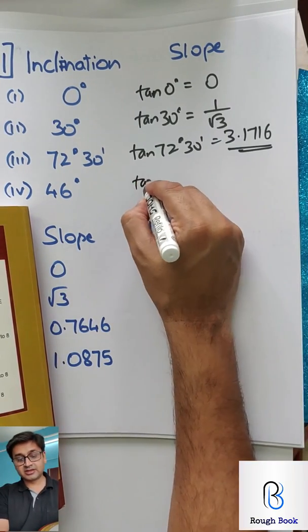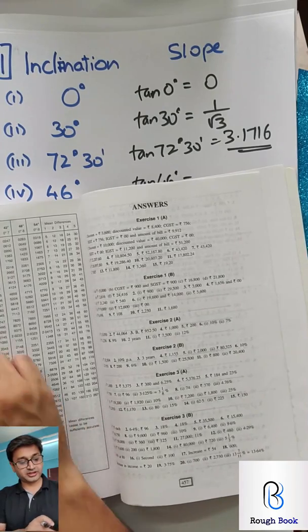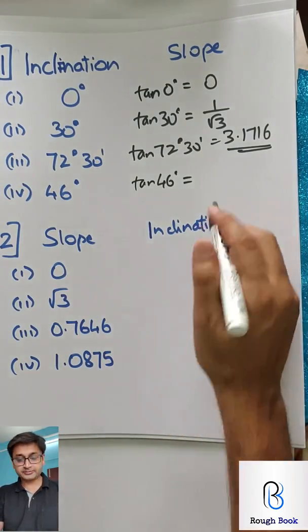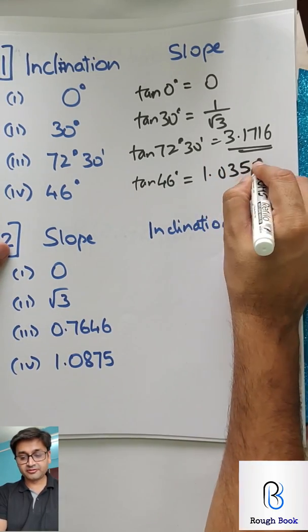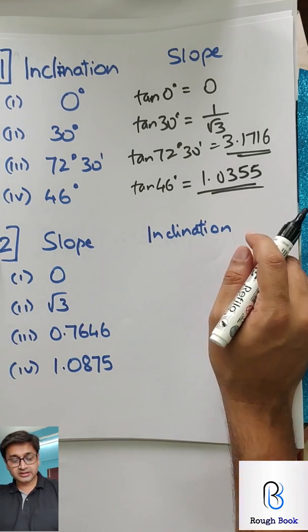Yeah. Likewise, next one, tan 46. So what is tan 46? So go to 46 of tan, 1.0355. So we managed to calculate the slopes. Do you understand how to get the slope now?